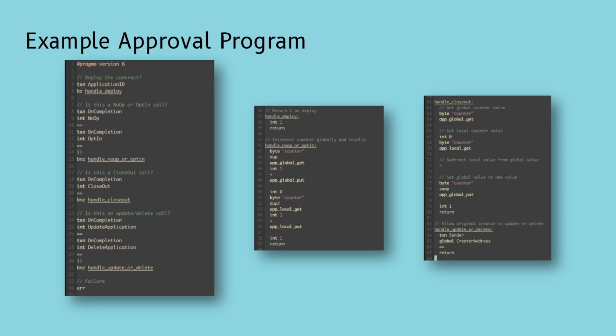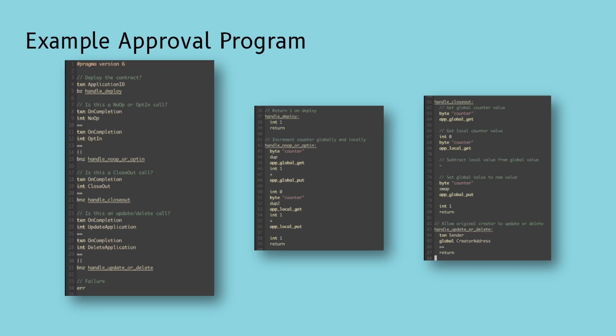I've separated the full Approval program into 3 parts, however they're a single continuous program. The code snippet on the left shows the different routing conditions based on the transaction's on-completion value. The code snippet in the middle shows the deployment branch, as well as the core no-op opt-in branch, which handles incrementing the counter. The code snippet on the right shows the closeout branch, which would be evaluated when a user wants to close out, or sometimes called opting out of the smart contract. And finally, the update delete branch, which only returns 1 when the sender is the original creator account.